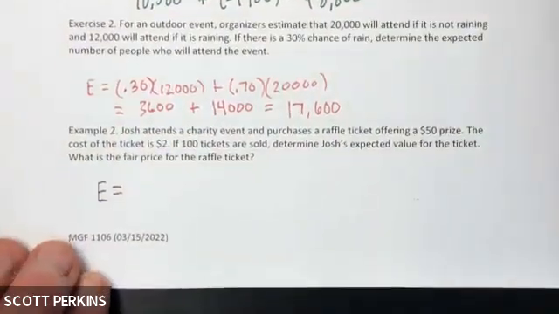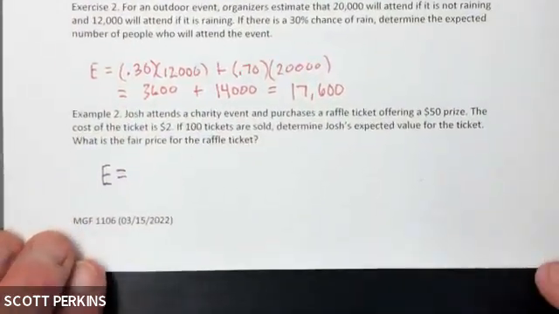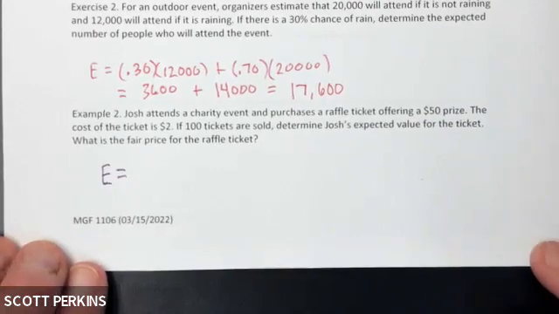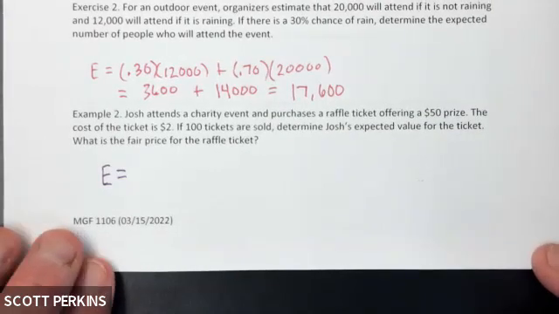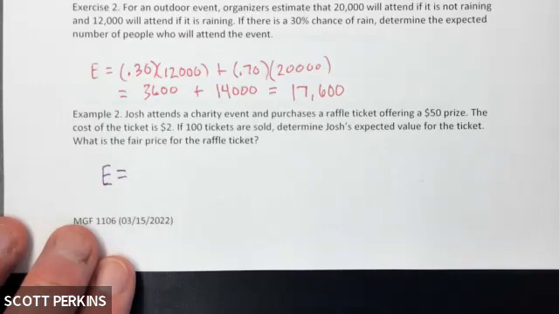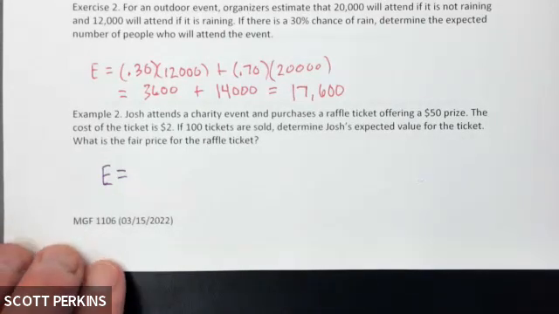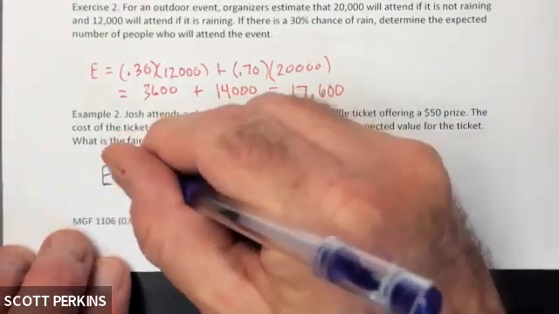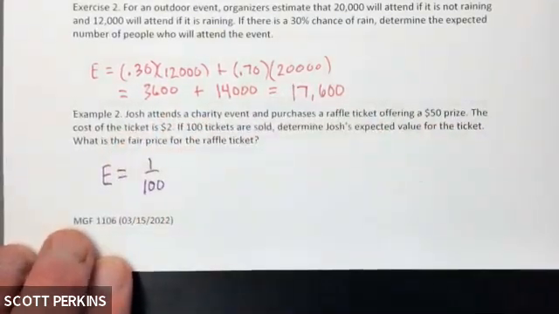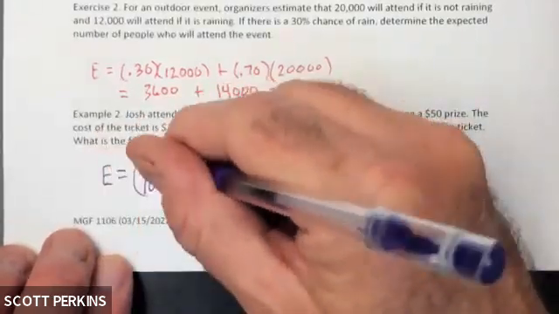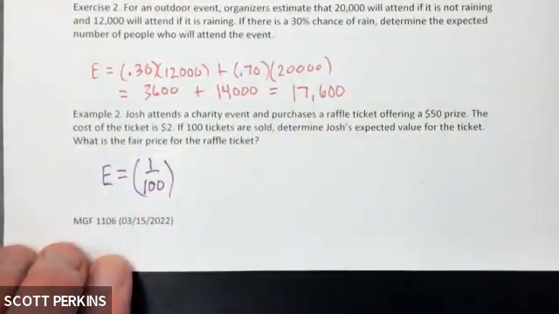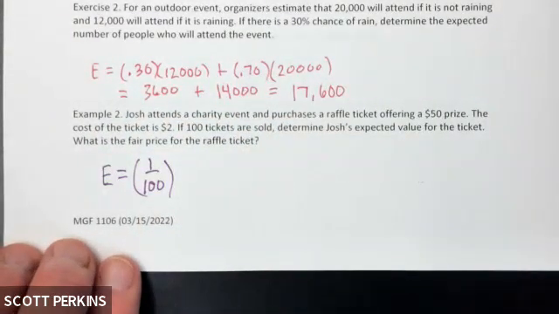Well, what are the possible things that can happen for Josh here? He either wins the 50 or he doesn't win the 50, right? So again, let's be optimists that Josh wins the $50. If he buys 1 ticket and there's 100 tickets sold, what's his probability that his ticket number is drawn? 1 out of 100. Perfect. Great job. That's the probability that he wins. How much does Josh win?